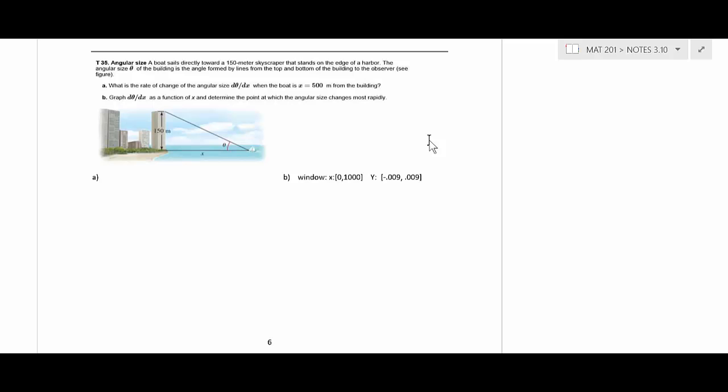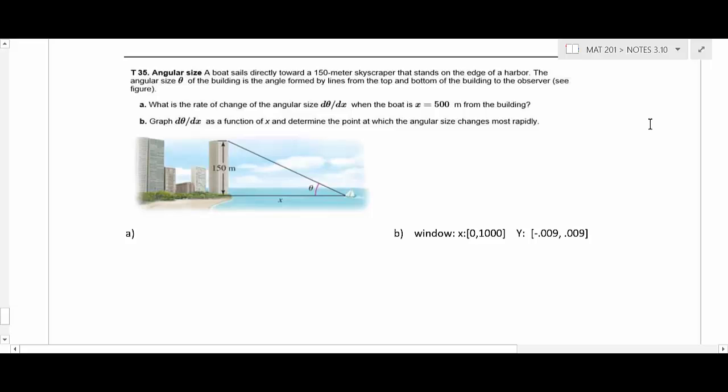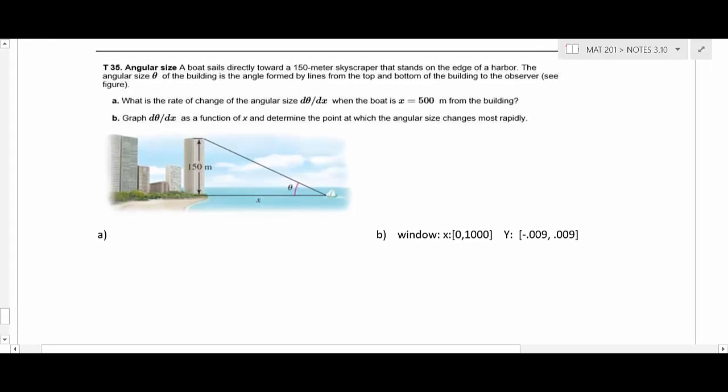To begin with, let me show you what's going on in this basic problem. I took this one out of the book. I thought this was an interesting problem for this section. So what you have is a building that's fixed at 150 meters, and then you've got a ship that is moving towards the building.